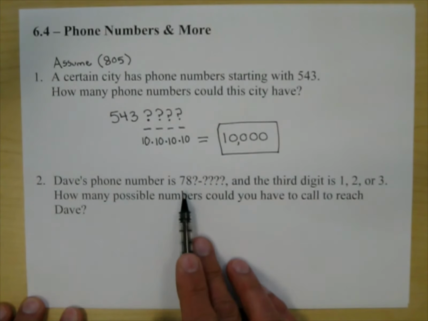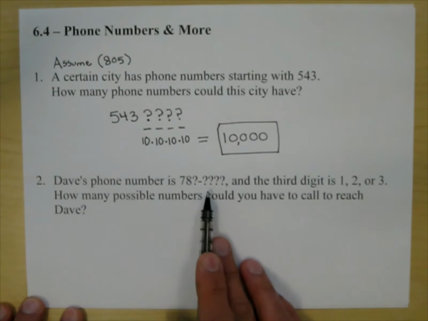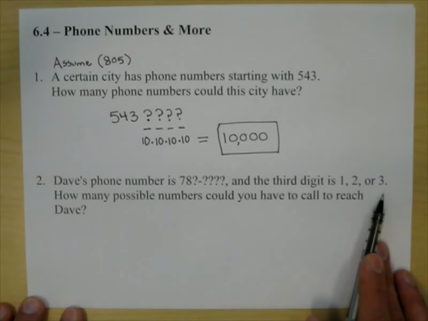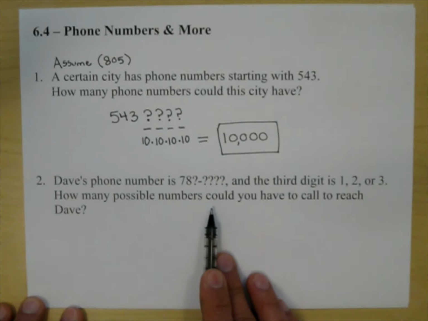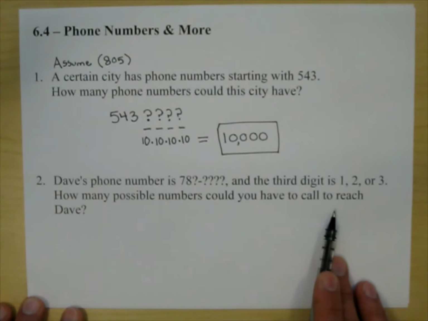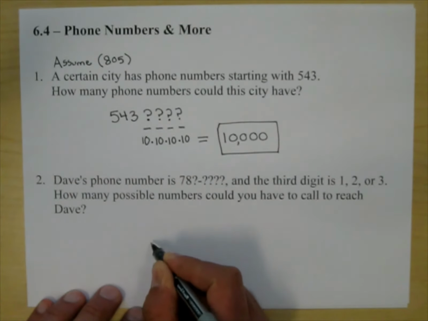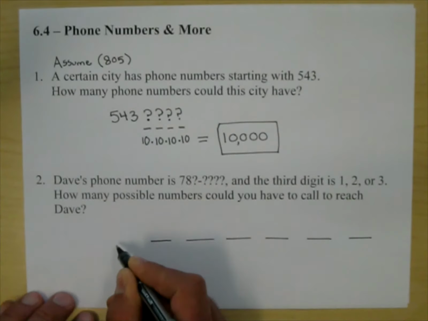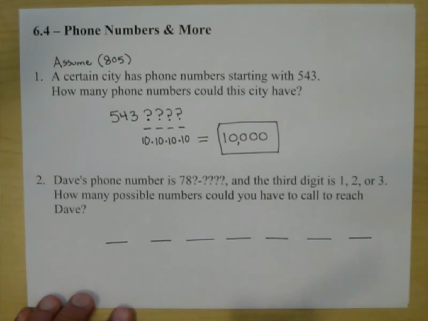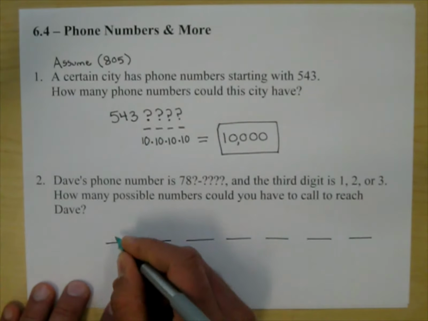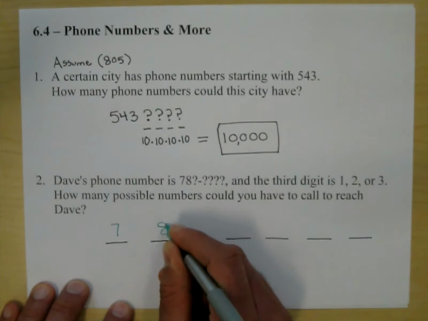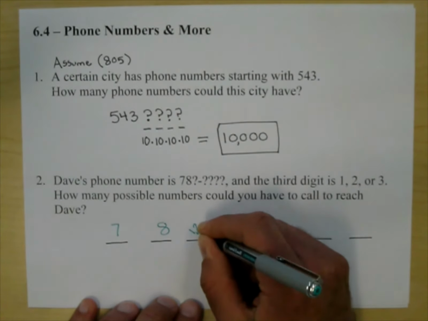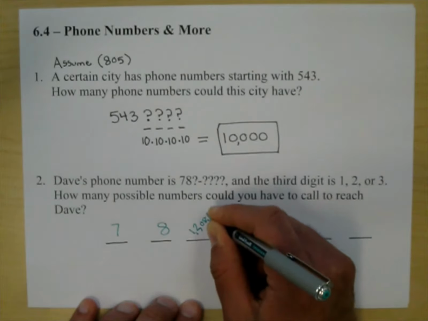Dave's phone number is 78 and then question mark, question mark, question mark, question mark, question mark. And the third digit is a 1, 2, or 3. How many possible numbers could you have to call to reach Dave? So let's go ahead and put the 7 slots. This one has to be 7, 8, something, and it says the third digit is a 1, 2, or 3.